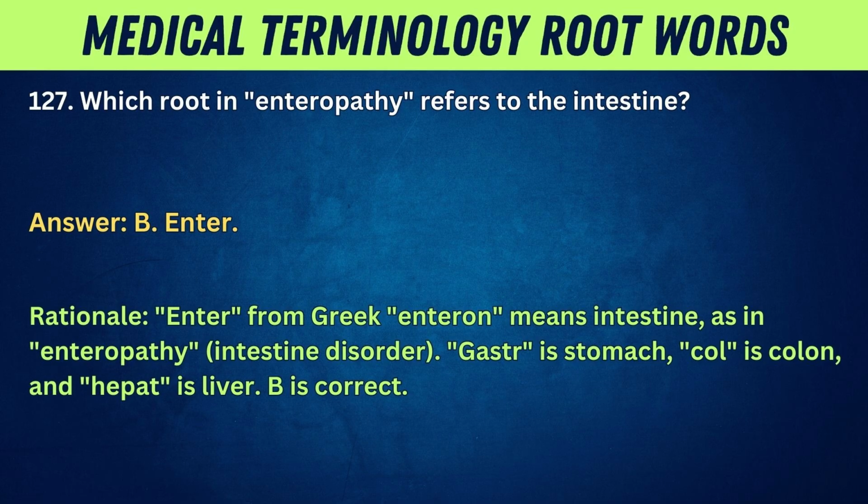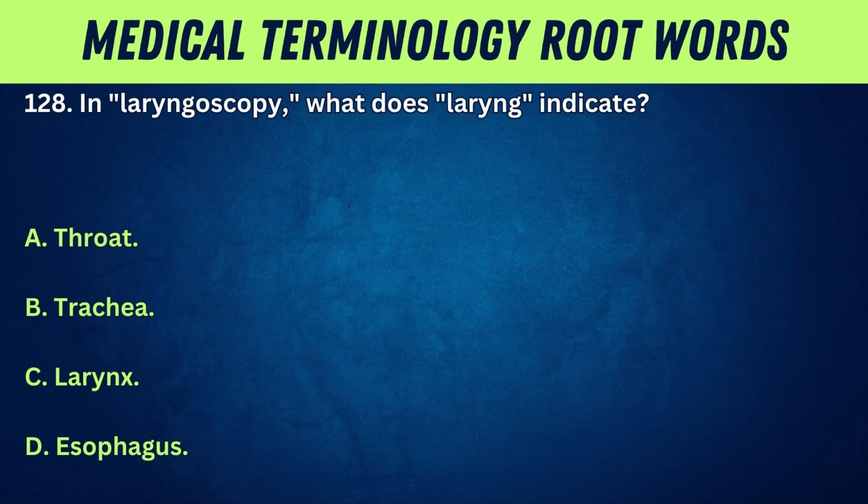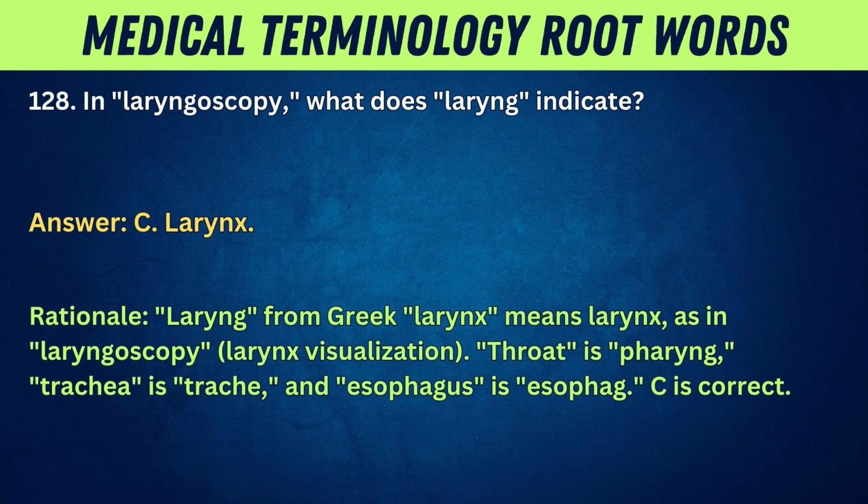B is correct. 128. In laryngoscopy, what does laryng indicate? A. Throat. B. Trachea. C. Larynx. D. Esophagus. Answer: C. Larynx. Rationale: laryng from Greek larynx means larynx, as in laryngoscopy, larynx visualization. Throat is pharynx, trachea is trache, and esophagus is esophag.